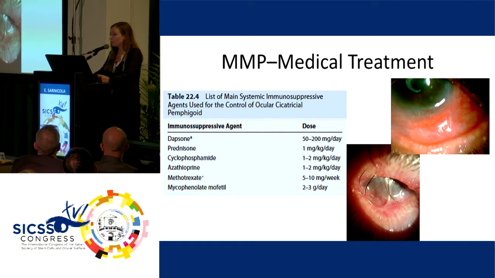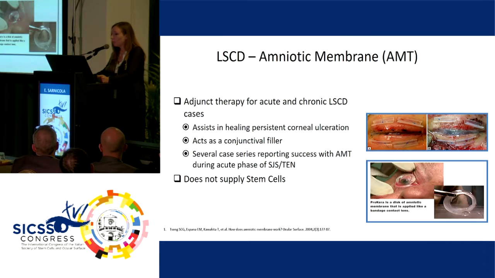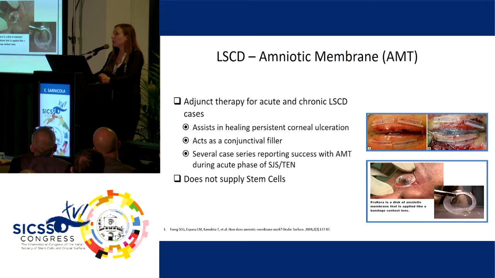In specific cases, here you have the ocular pemphigoid. This is taken from Dr. Holland's book, Ocular Surface. I recommend everybody to read it because it's very clearly understandable and very, very useful. Let me remind you of the possible use of the amniotic membrane, not as a final solution, because it doesn't actually bring any stem cells, but because it may contribute to the healing and also acts as a conjunctival filler.